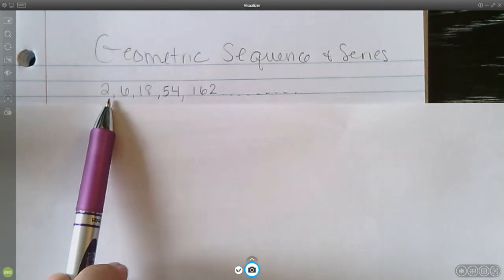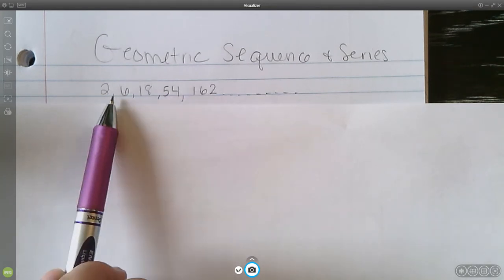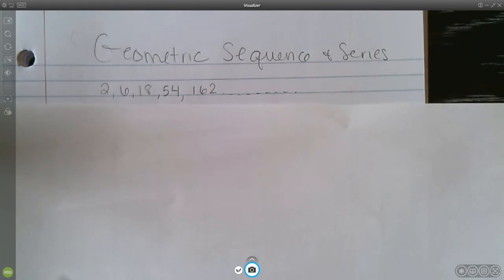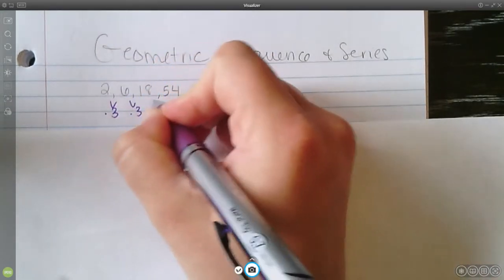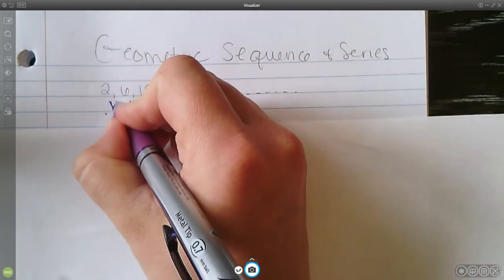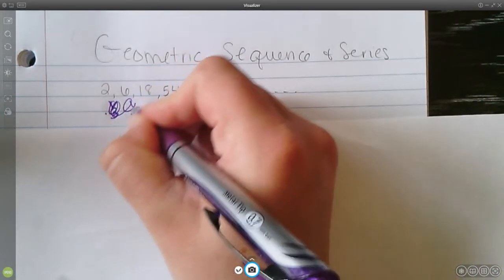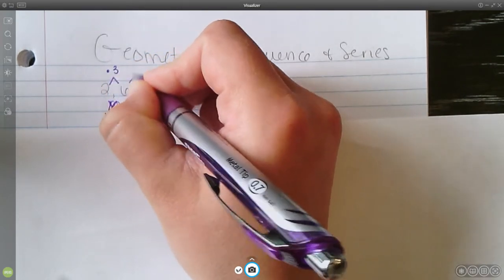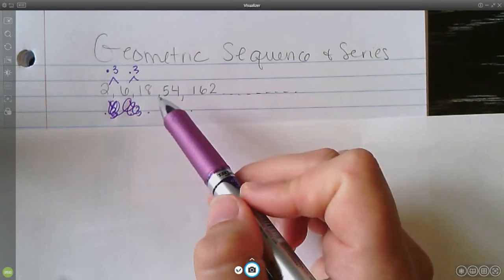So we're going from 2 to 6, 6 to 18, 18 to 54. So this time it looks like we are multiplying by 3. So times 3, times 3, and so on. Oh my gosh, that looks like 1/3. That's supposed to say, oh my gosh. Get rid of that. Let's do it this way. Times 3, times 3. So geometric means that you are multiplying by the same number every time.